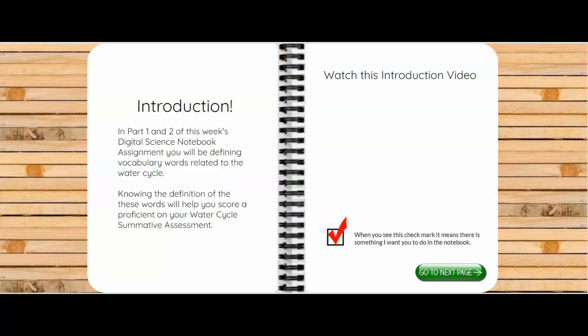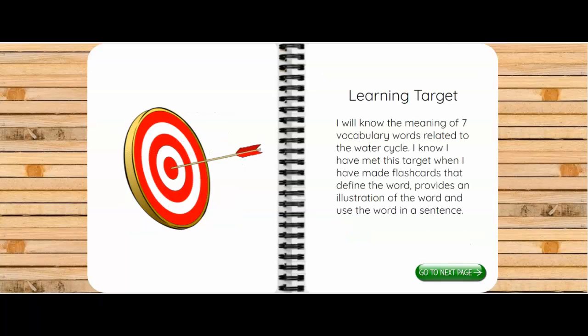In parts 1 and 2 of this week's digital science notebook assignment, you are going to be defining vocabulary words that are related to the water cycle. Knowing the definition of these words is going to help you score a proficient on your upcoming water cycle assessment. We're watching this video introduction right now, so let's look at our learning target.